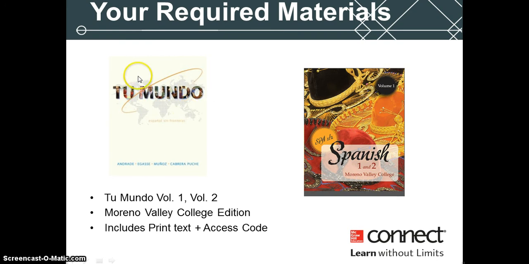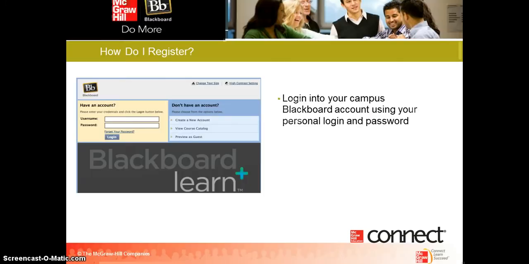Please note that the image on the left and the image on the right are in fact the very same book. The image on the left is what we call the national version of this text. It's available just about anywhere from Amazon or anywhere else on the web. And the image on the right is only available in the Moreno Valley College bookstore. It is designed to be your one-stop shop, and we'll get into your other options for acquiring a Connect code here in just a moment.